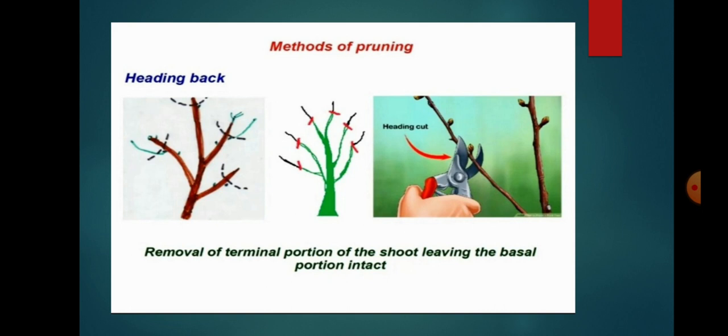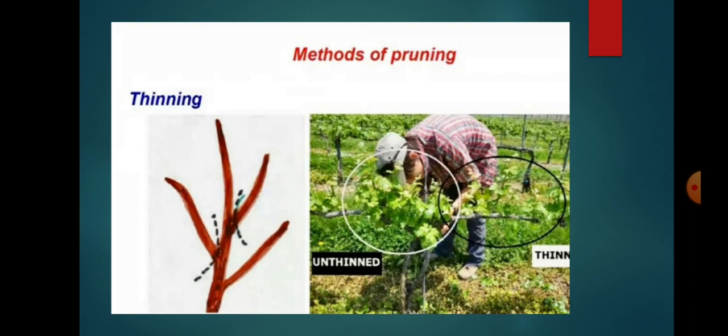Next, methods of pruning. The first method is heading back. Removal of the terminal portion of the shoot, leaving the basal portion intact, is known as heading back. This is done to encourage the lateral shoots, to increase lateral bud dominance over apical dominance.